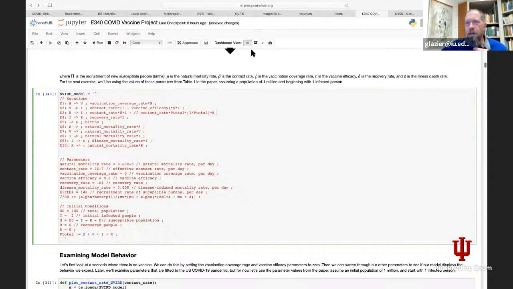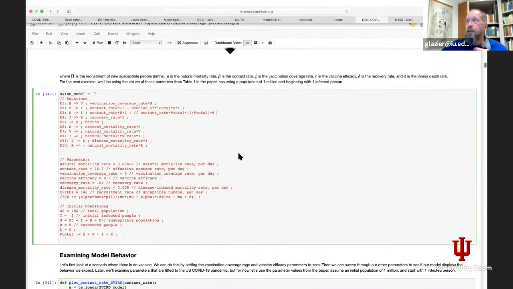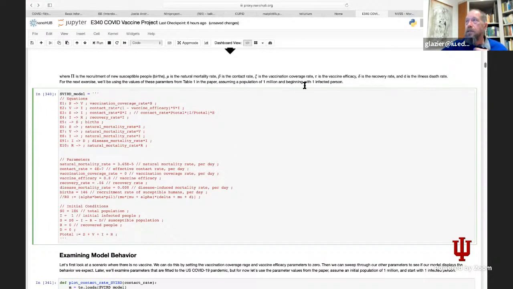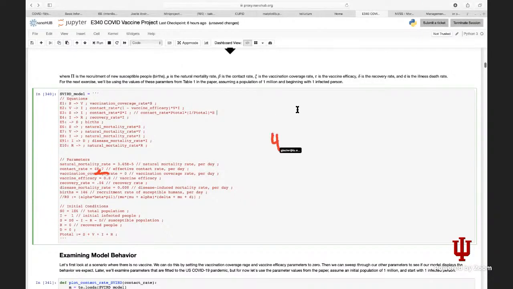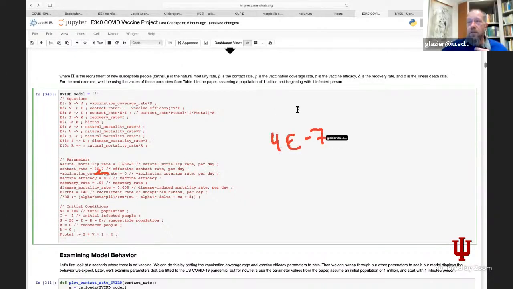You see your contact rate here is 4e minus 7. It's the value that they gave in the paper. But it really should be 4e minus 7 times the initial population, which is 1e6. So this is 0.4. Do you see what I'm saying?